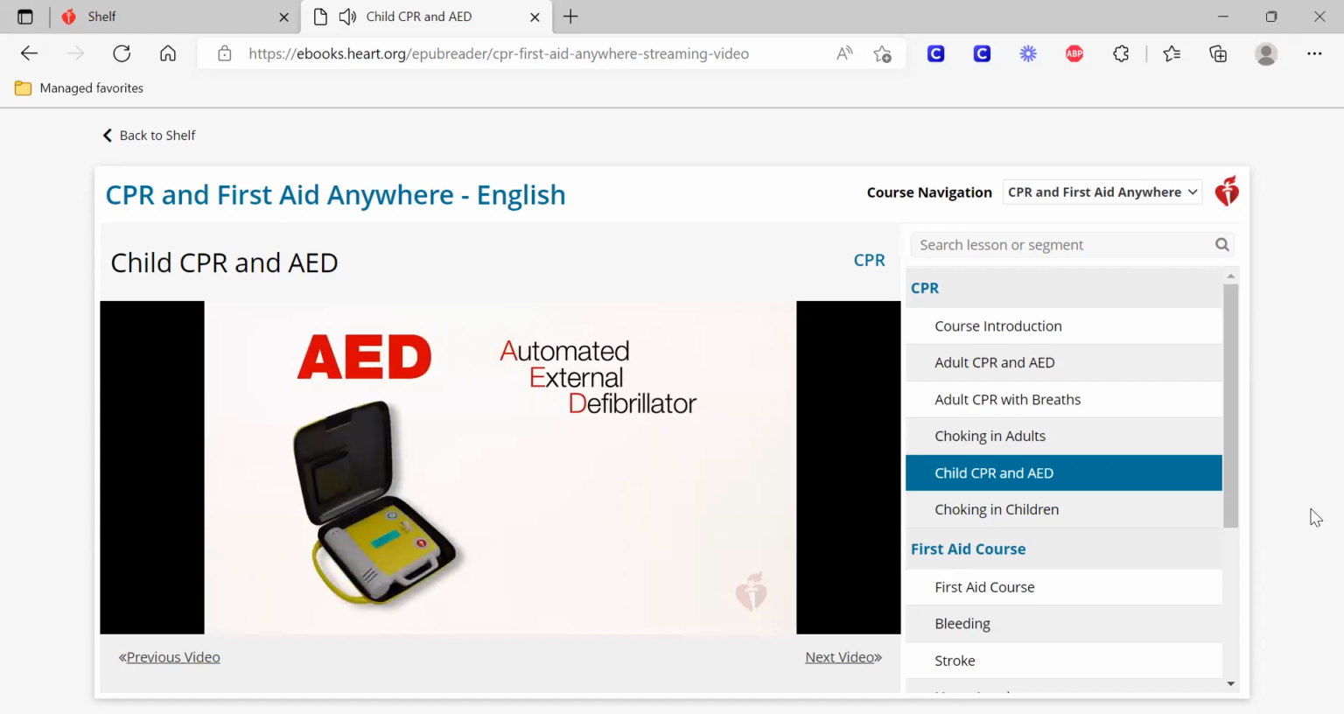You've already learned how easy it is to use an AED. You only need to remember to turn it on and follow the prompts. When using an AED on a child, use the child pads if they're provided, or the child key or switch if the AED has one. If there are no child options, use the adult pads.